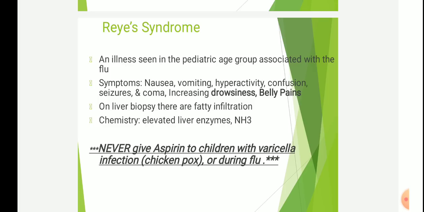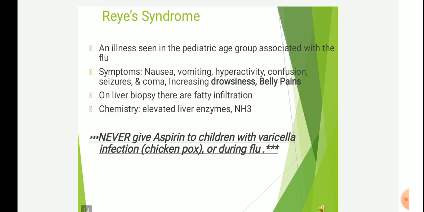Reye syndrome. A few brief lines you should be aware of regarding this entity: this is an illness seen in the pediatric age group, usually associated with aspirin consumption in children with chickenpox infection or during treatment of the flu. The patient could have nausea, vomiting, drowsiness, and belly pain. On biopsy there could be fatty infiltration, with elevated liver enzymes and ammonia levels.